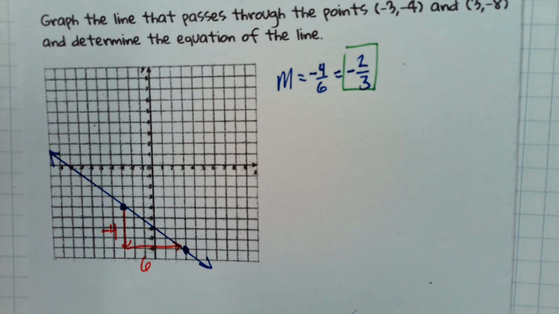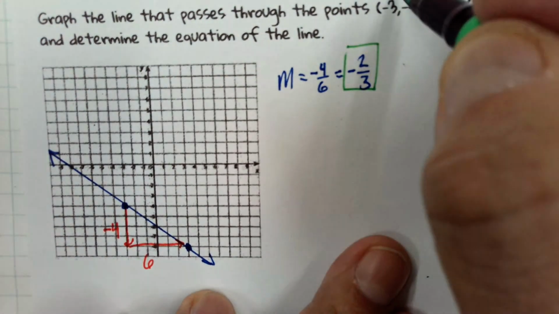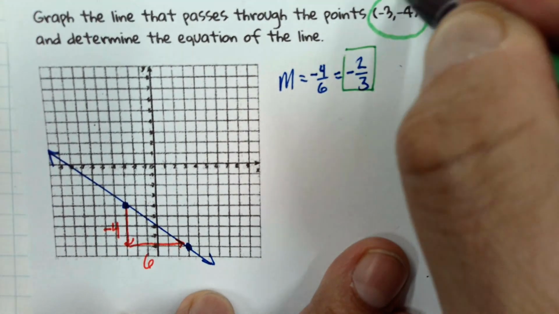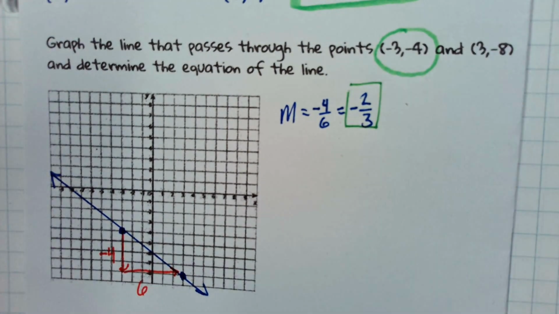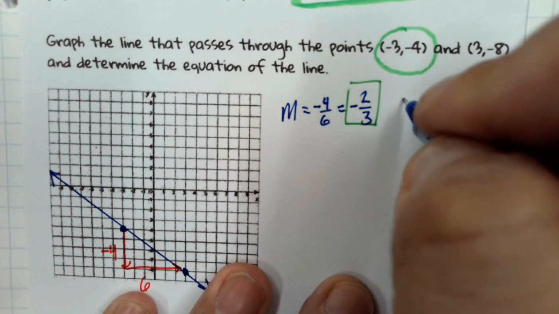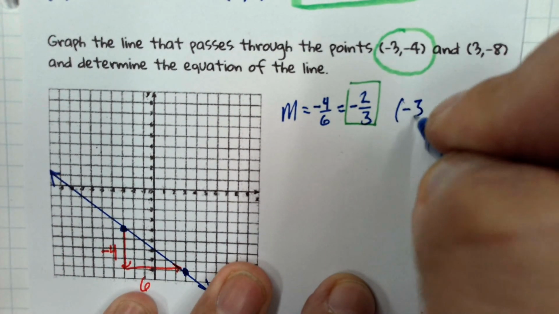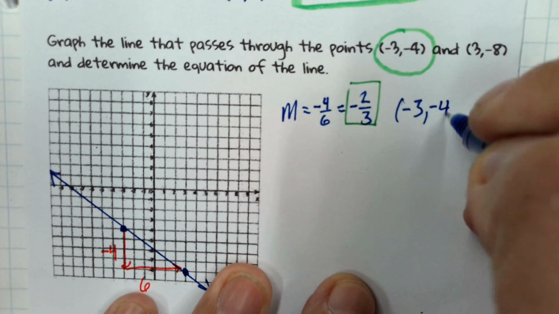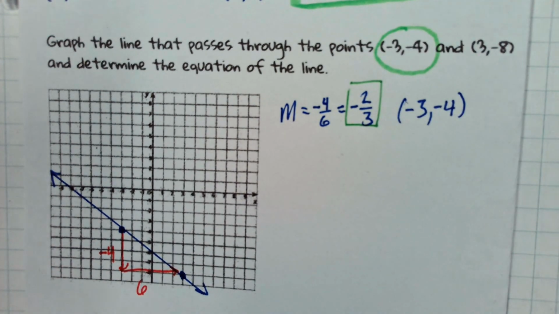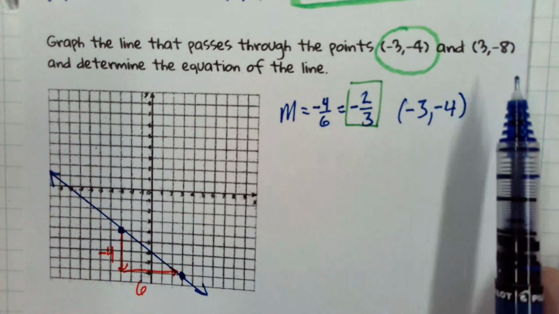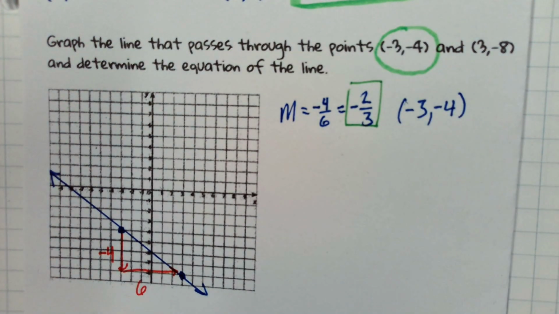Let me pick one of those 2 points. I'm actually liking this point. What's the advantage to picking negative 3, negative 4 for the work I'm about to do? Ooh, yeah. That's the biggest reason. Two negatives, so when you plug them in, they become positive. The other one is 8 is bigger than 4, so there's an added bonus there.